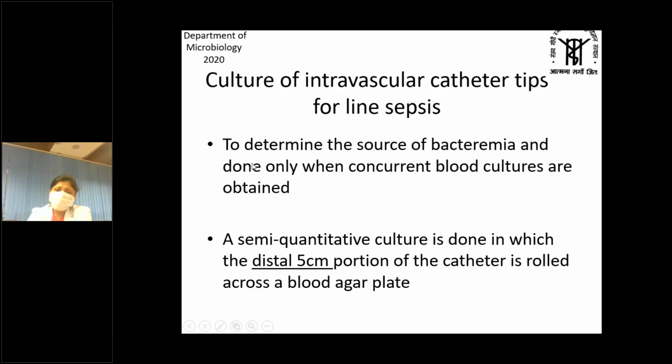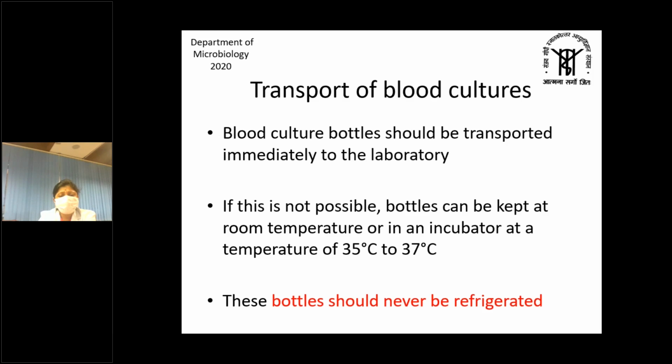So, if you have to determine whether the CRBSI or the central line infection, the CLABSI, was due to the contaminated catheter tip, then we can do a semi-quantitative culture in which the distal 5 centimeter portion of the catheter is rolled and a semi-quantitative culture is done. And if we recover the same organism from the tip of the catheter as well as the blood culture, then we are sure that the source of infection was the catheter.